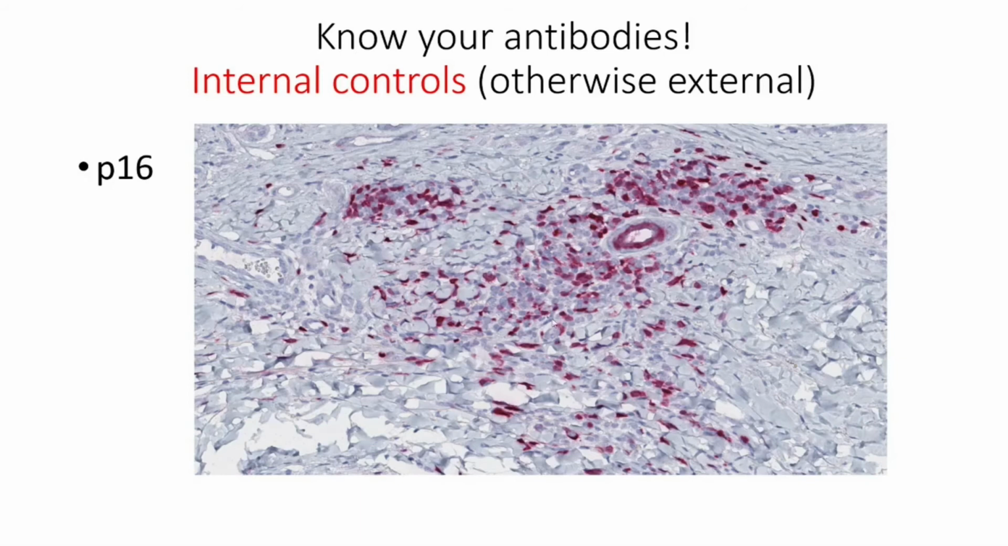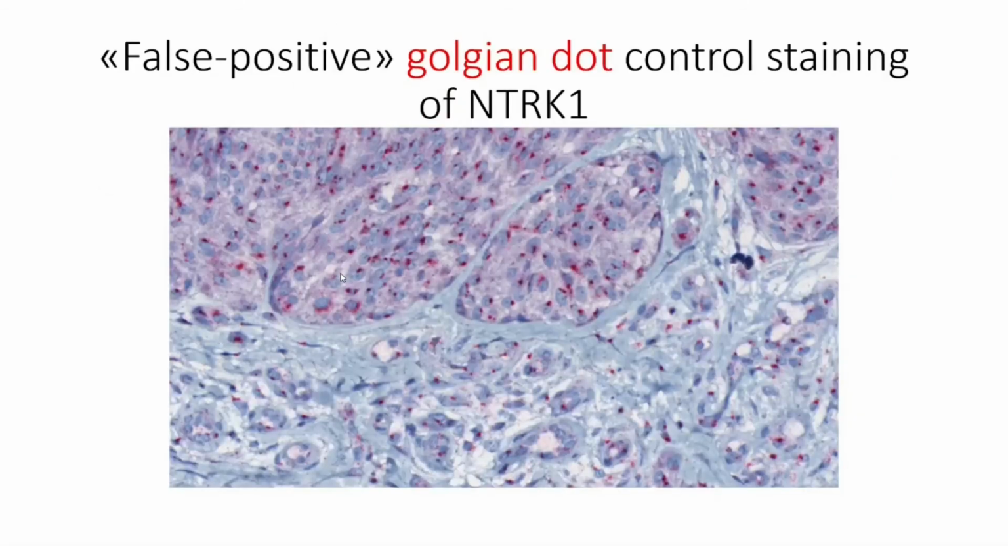Here you have the checkerboard positivity of P16 and a nice internal control in the pars recta of the sweat glands. The NTRK1 can have this golden dot control staining that will be found not only in the epidermis but also in vascular structures as well as negative melanocytes.